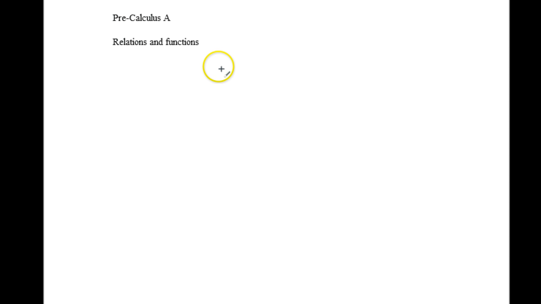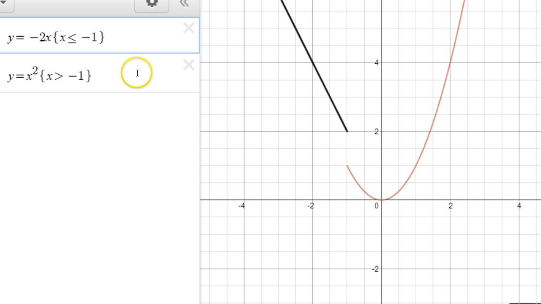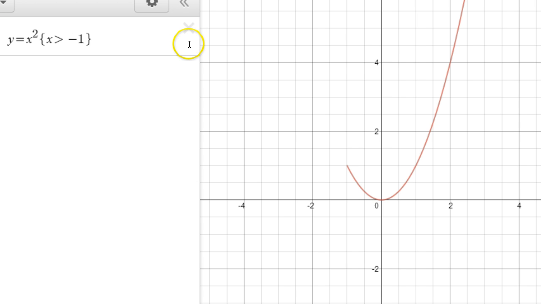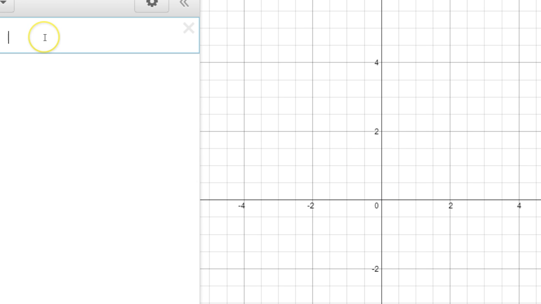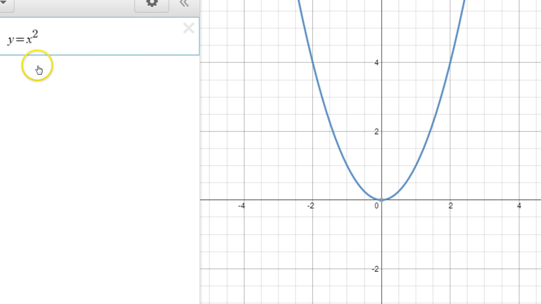Basically, relations and functions: determine whether a given relation is a graph or whether a given relation is a function. You can do it one way, and we all know and love the calculator. To tell if something's an actual function, like y equals x squared, you would use the vertical line test. So I'm going to use that as a slider.